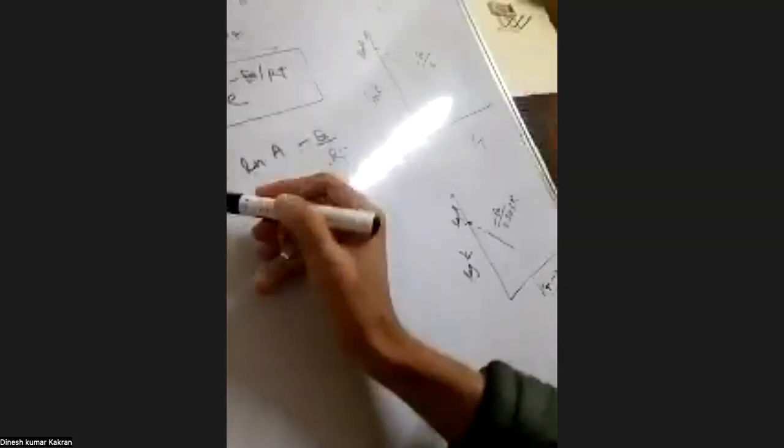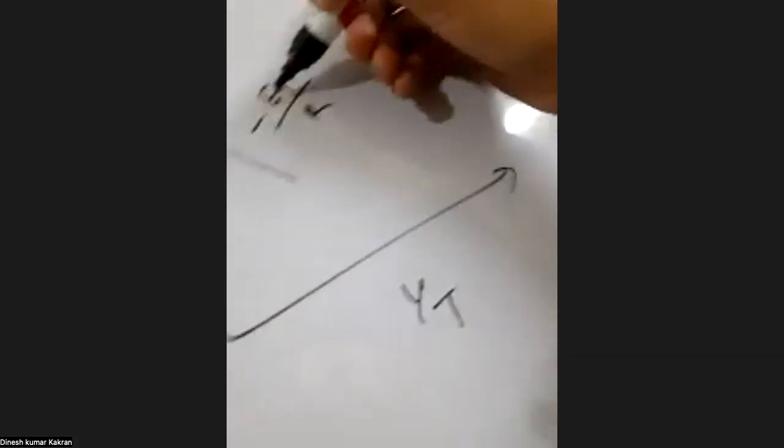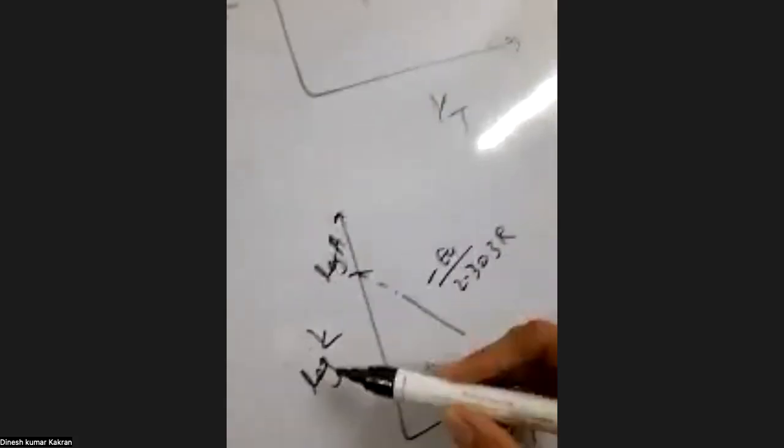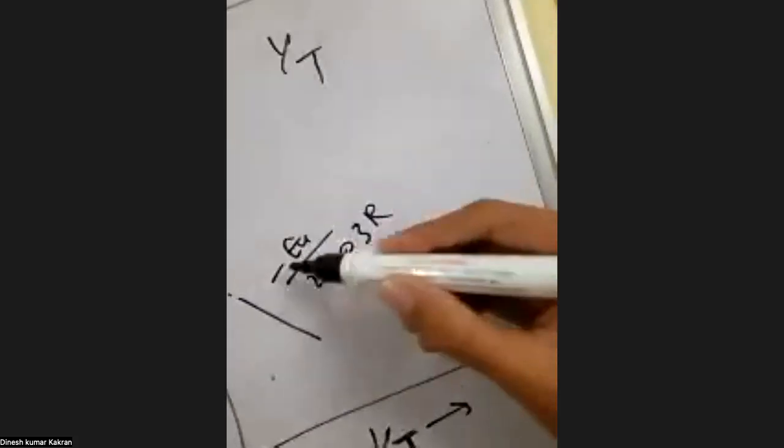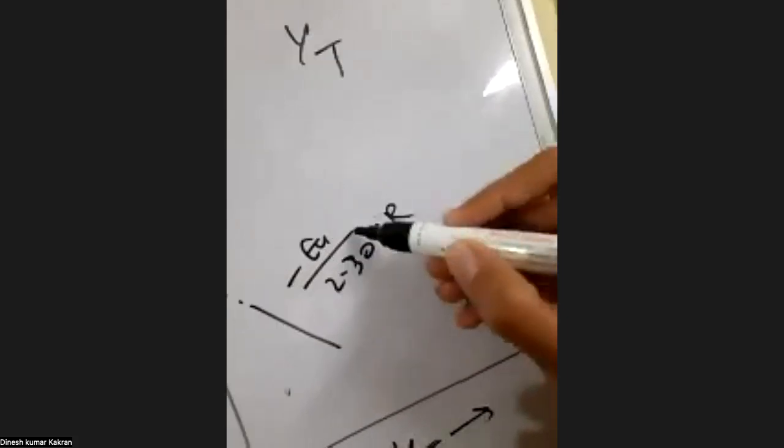When you take the natural log, ln k is equal to ln A minus Ea by RT. When you plot ln k versus 1 by T on a graph, the slope would be equal to minus Ea by R, and the intercept would be ln A. From the slope, we can calculate the activation energy. When you take log base 10, the slope would be equal to minus Ea by 2.303 R. From the calculation of this slope, we can calculate the activation energy numerically.